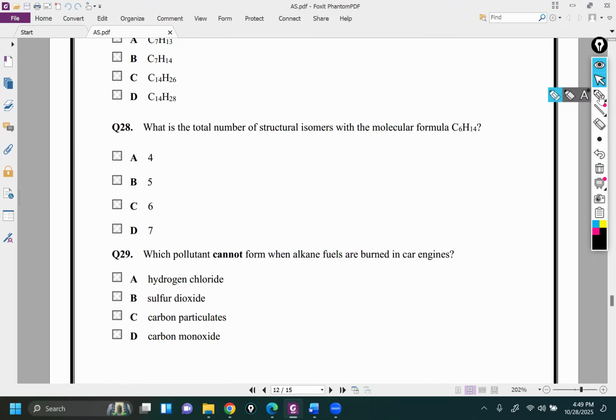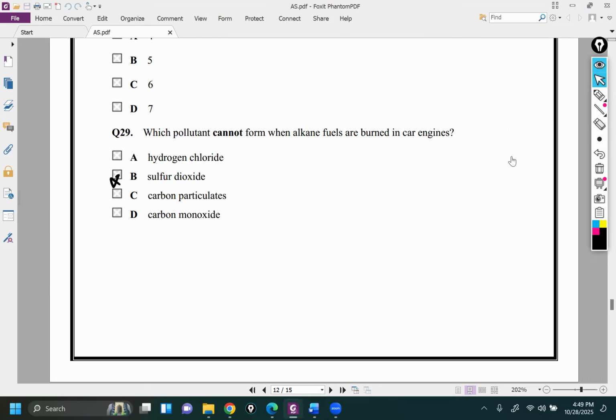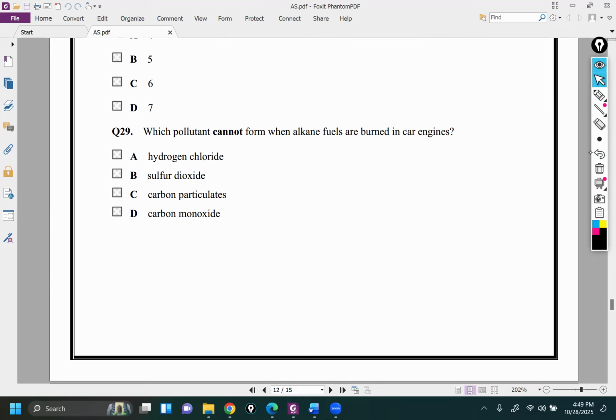This is a repeating question: what is the total number of structural isomers with the molecular formula C6H14? We already did this question and the correct option is 5. But if it comes in the paper, please work it out, be sure, and then write the correct answer. Question 29: Which pollutant cannot form when alkane fuels are burned in car engines? Hydrogen chloride, sulfur dioxide, carbon particulates, and carbon monoxide. So hydrogen chloride cannot. Hydrogen chloride cannot be produced inside the car exhaust. Okay.